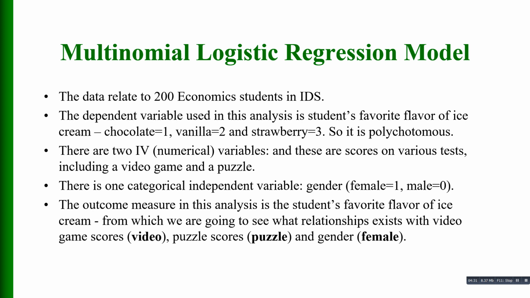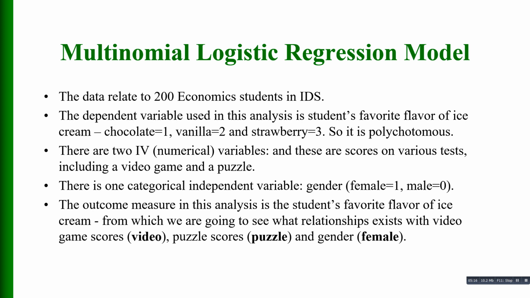Here I give an example of hypothetical data, and this data I downloaded from the internet. The data is available online, and let us suppose that this data relates to 200 economics students in the Institute of Development Studies. The dependent variable used in this analysis is students' favorite flavor of ice cream, and these three flavors include chocolate, vanilla, and strawberry. So the dependent variable in today's analysis is polychotomous, and we have coded chocolate as 1, vanilla as 2, and strawberry as 3.